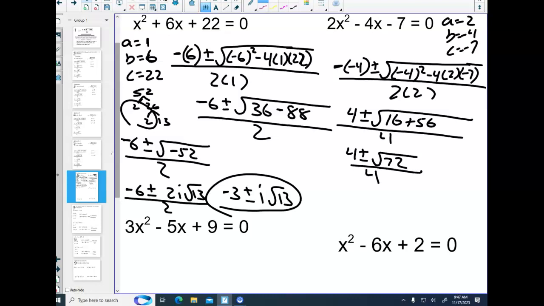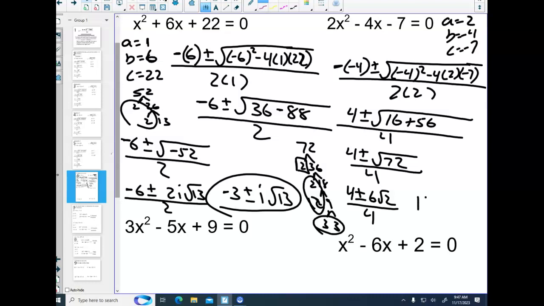Now I've got to break down 72. 2 and 36. 2 and 18. 2 and 9. 3 and 3. Pair of 3's, pair of 2's, and one 2 left over. So this becomes 4 plus or minus 6 root 2 over 4. And yes, you do need to break the radical down if you can. If you can't break the radical down, it's great, you leave it. But if you can break the radical down, you need to do so.